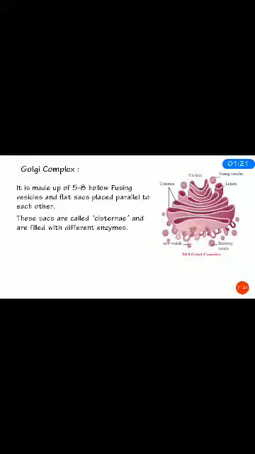Number 2, these sacs are called cisternae and are filled with different enzymes. These enzymes are very helpful in making the proteins. So the proteins coming from the endoplasmic reticulum are enclosed in vesicles which come towards the Golgi complex via the cytoplasm, and they fuse with the formation face of the Golgi membrane and empty their content in the cisternae.